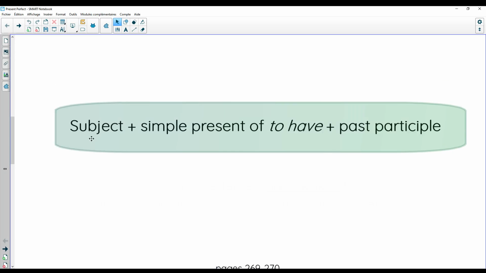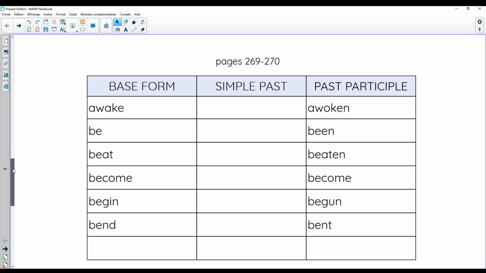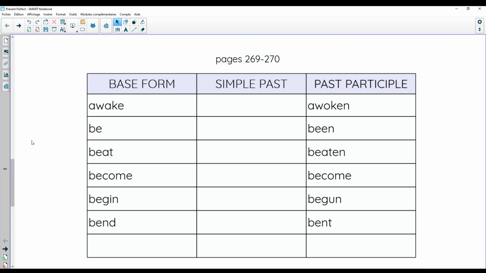It's formed with the subject, simple present of to have, and the past participle. For regular verbs, we form the past participle by adding ed. For irregular verbs, there is no rule, so there's only one solution. We have to learn them by heart. You have a list on pages 269 to 70 in your book. It's not all the irregular verbs that exist, but it's the most common irregular verbs.